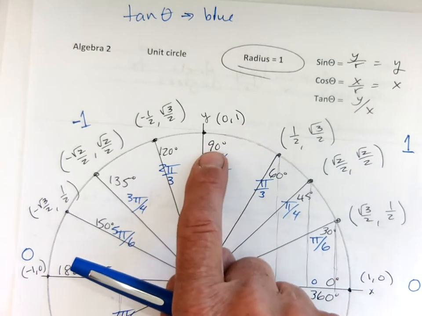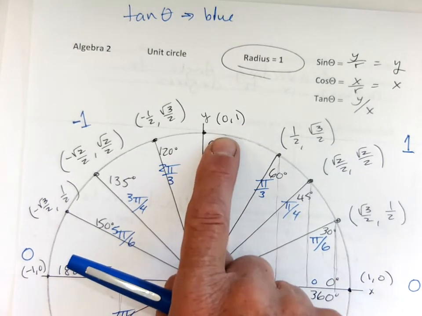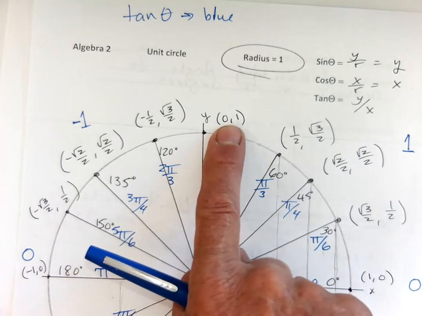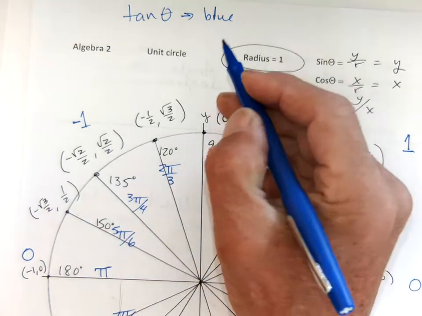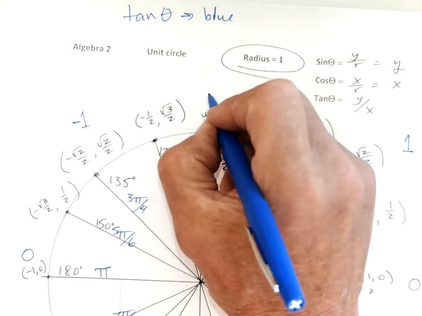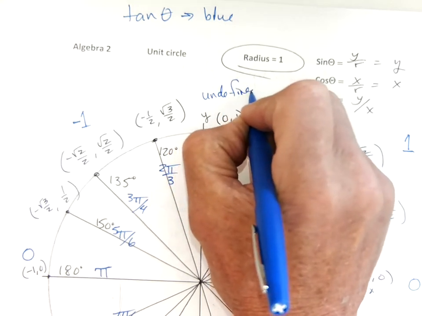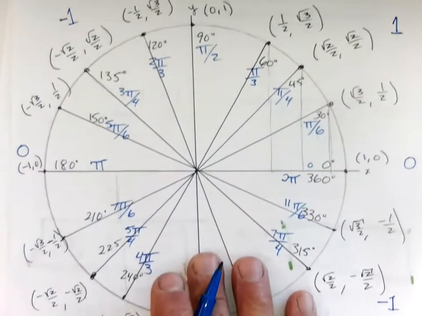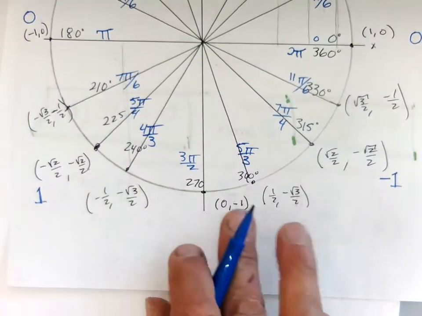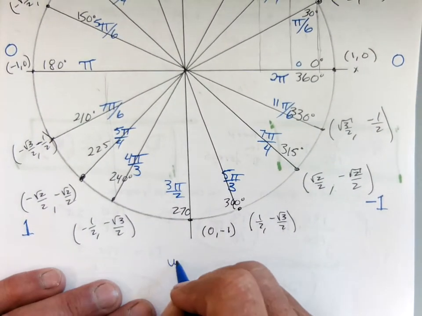Tangent at 90, you are going to have to divide by 0, make Cookie Monster unhappy. You cannot divide by 0. So it's undefined. Tangent value is undefined, and the tangent value is undefined at 270.